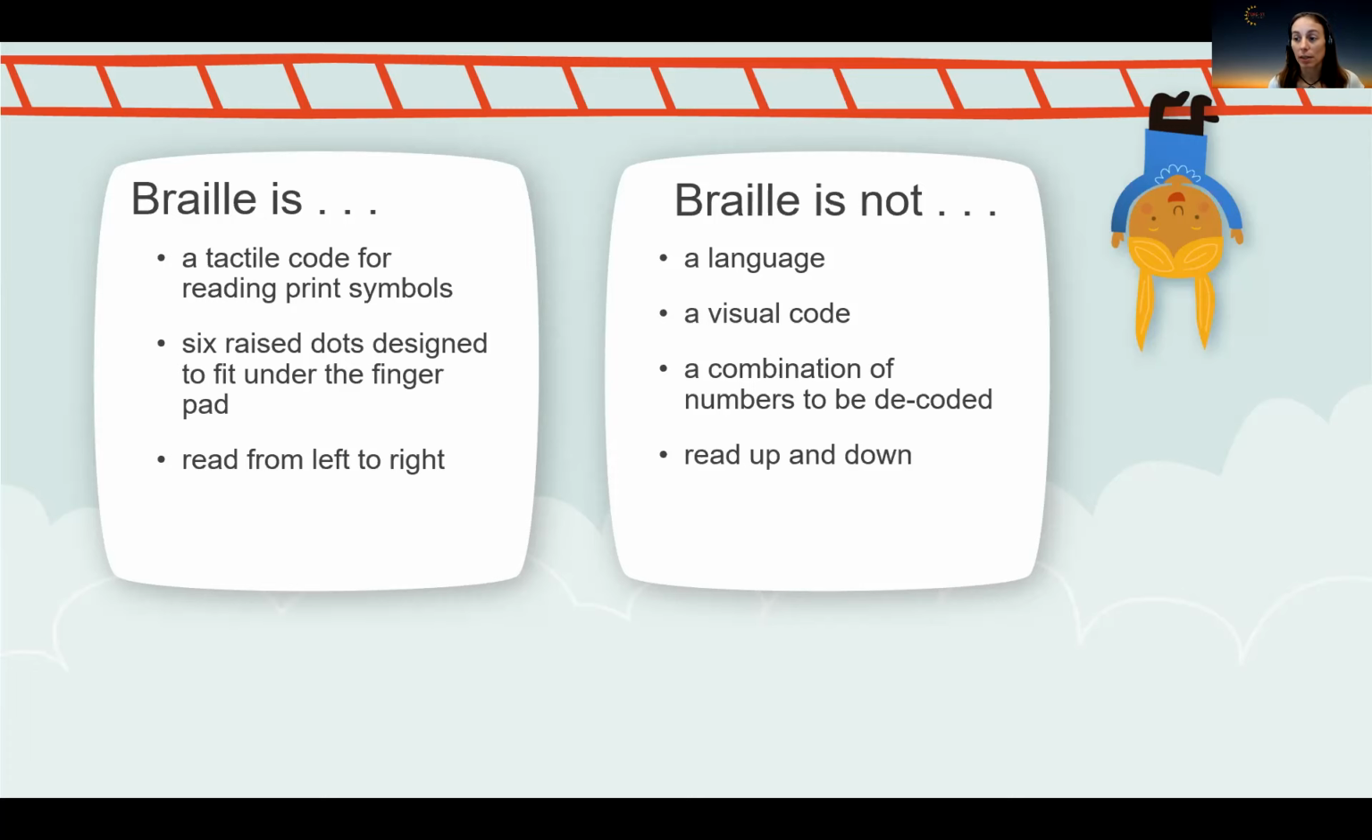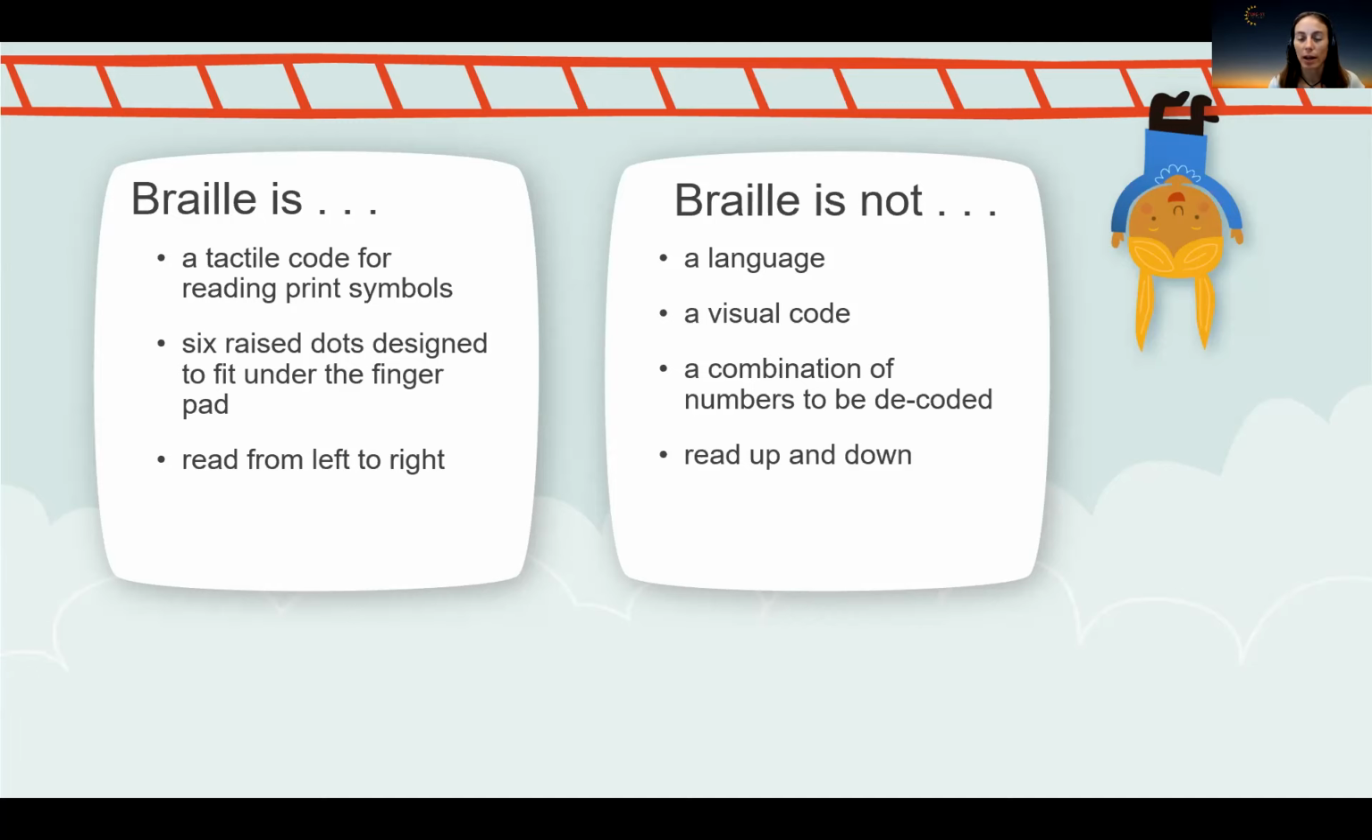Braille is not a combination of numbers to be decoded for a tactile reader. It may be for a visual learner, for people who are learning to read and write print, who have vision and will be reading it with vision. Then it was designed with specific number combinations so that one dot could be added after the other in order to come up with all the symbols that were needed.